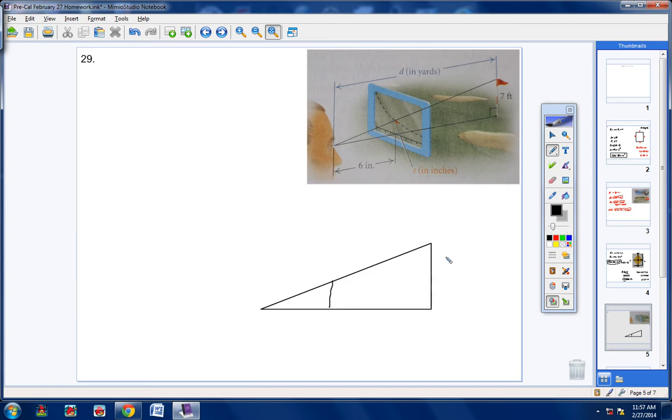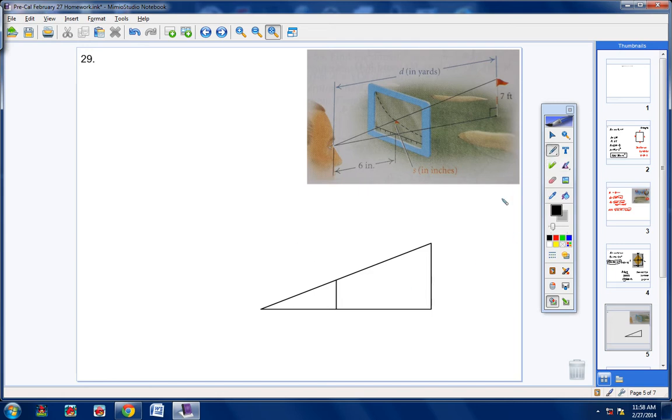And this is your flag over here. This is your flag right here. And this is the viewfinder you're looking through right here. So basically what you have would be two triangles, a little triangle and a big triangle. That's all that we have, okay?